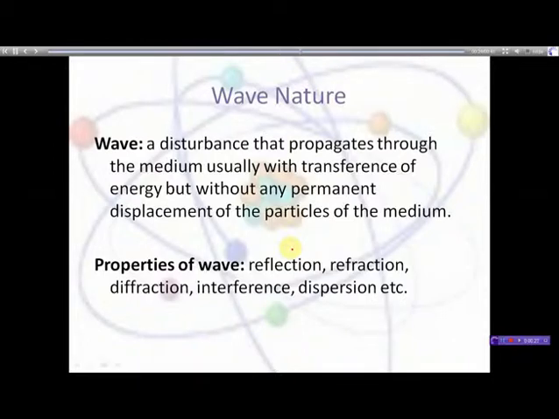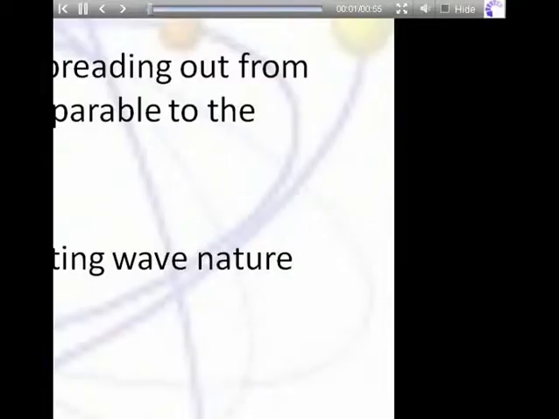Some of these properties are exhibited by those objects also which exhibit particle nature. Diffraction is one such property which can be exhibited by an object only if it behaves like a wave. It cannot be shown by an object behaving like a particle. Now let us try to understand what exactly is diffraction.